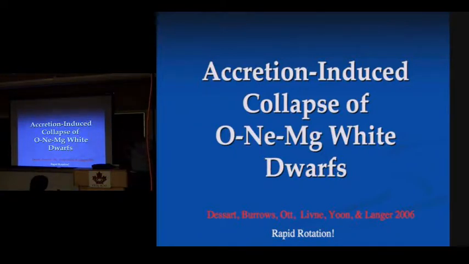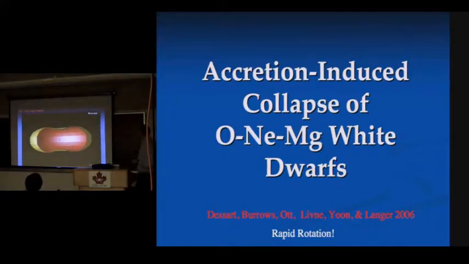But in our models of accretion-induced collapse, you accrete matter, but you also accrete angular momentum. And so it spins up the object, and we get a fairly oblate object. It looks like this. It's rotating so fast that it looks like a lozenge of some sort. It collapses along the poles and almost immediately explodes.